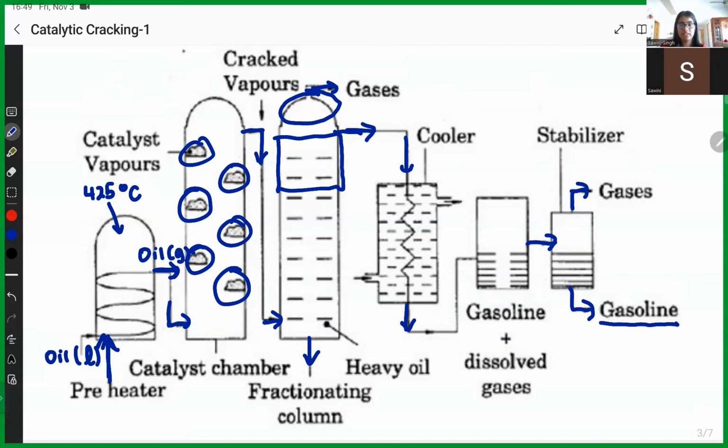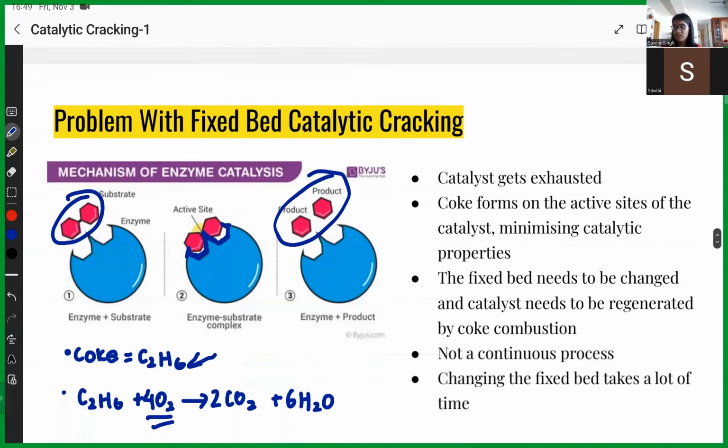Now, you might not know the problem with this method right yet. And I will tell you that the problem here actually lies in the catalyst chamber. Now, because the beds of the catalyst are fixed, there is a problem of catalyst exhaustion. Now, you might not know why a catalyst gets exhausted, and I will explain it here.